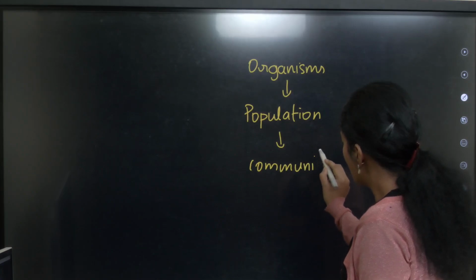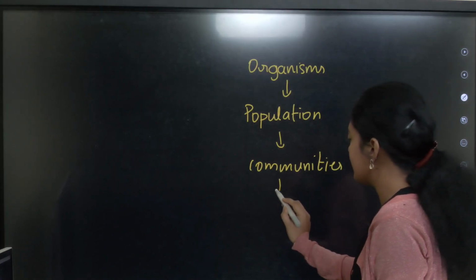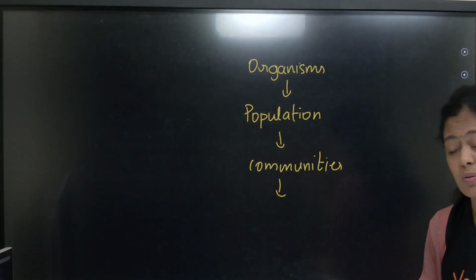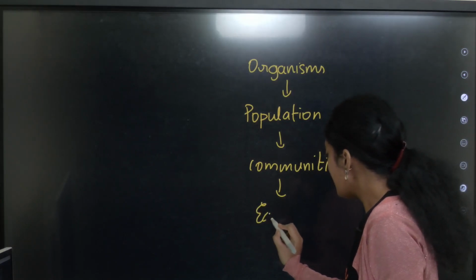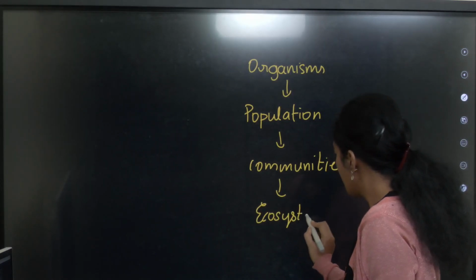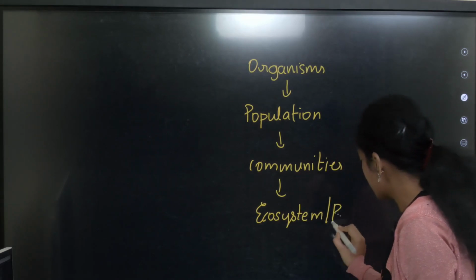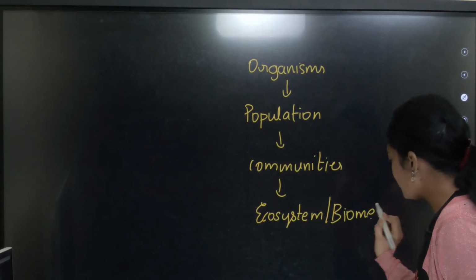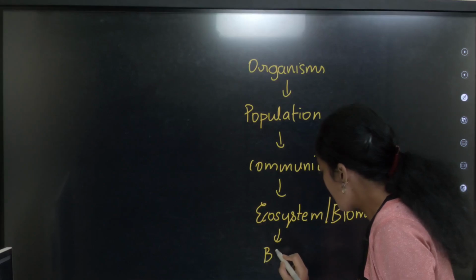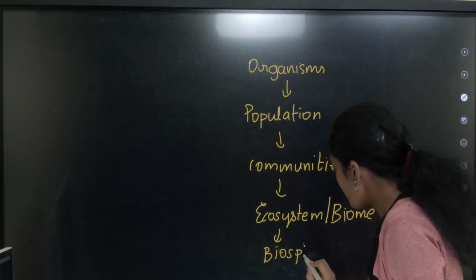Many such populations will form what? Communities. So I want all of you to write this in the comment section. Many such communities will form what? Ecosystem. Many such ecosystems, what do we call them? We call them biomes. Many such biomes are going to form your biosphere.